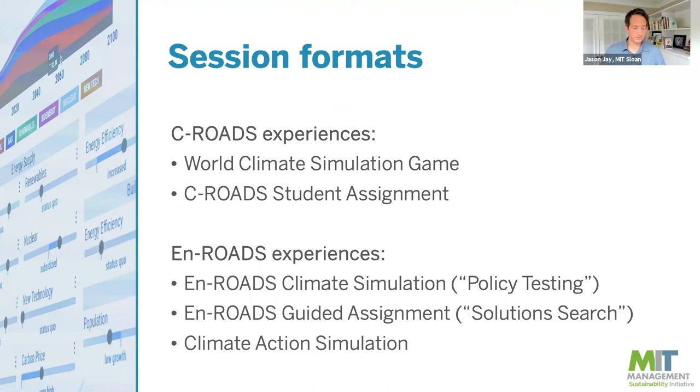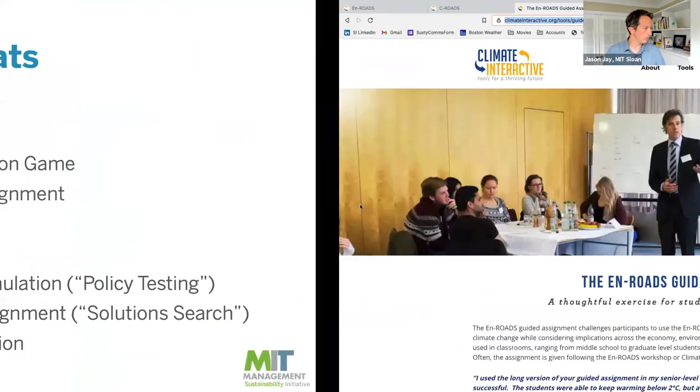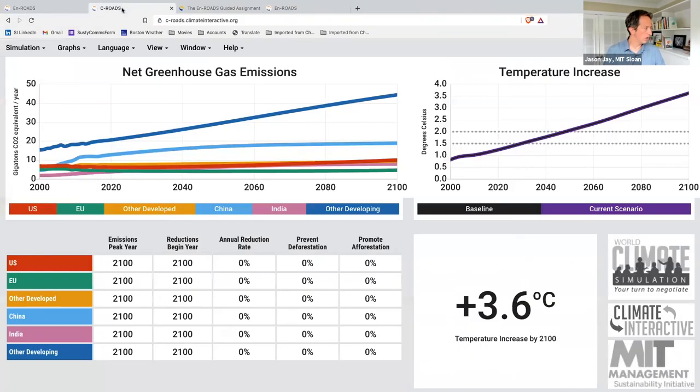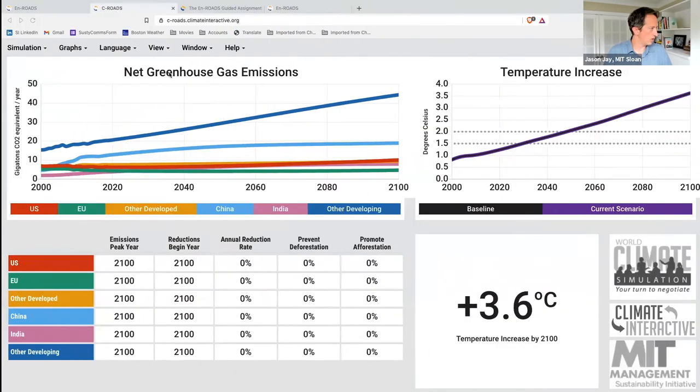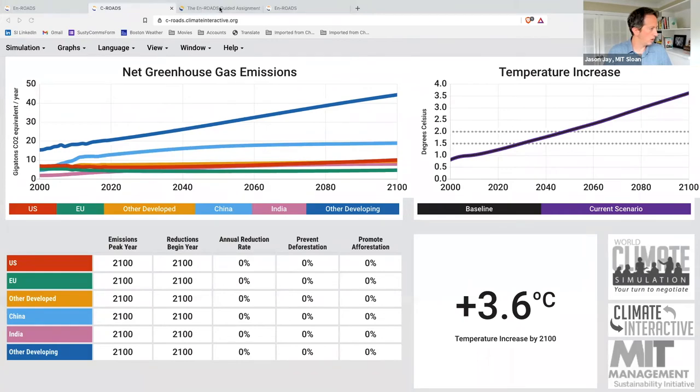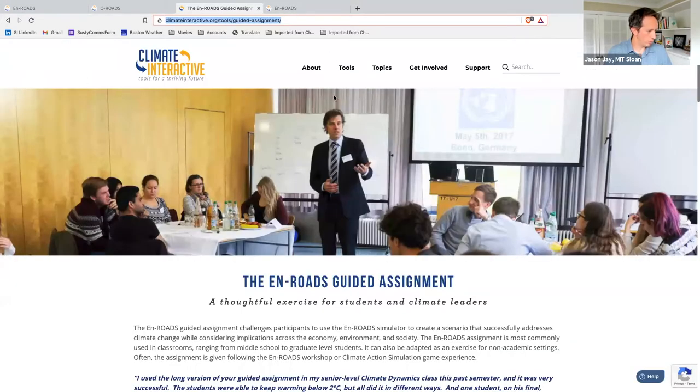So super fun experience. The C-ROADS tool, which is the other tool I mentioned, is more of a national climate goals tool. This lets you play with, well, what happens if countries reduce emissions in particular years by particular rates? So this simulates the kind of negotiation that will happen in COP26, or that happened at the Paris Accord. There is a guided assignment for C-ROADS as well, and a model UN style negotiation game where the countries have to negotiate with each other about what their greenhouse gas targets are gonna be. And all of these games and experiences are documented on the Climate Interactive website.